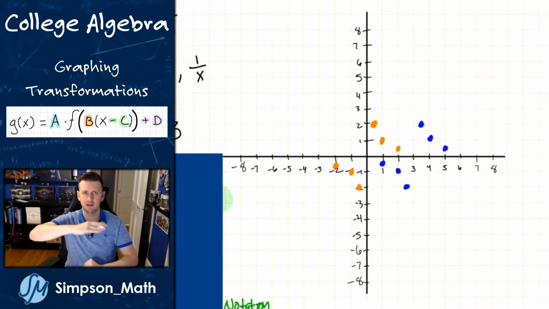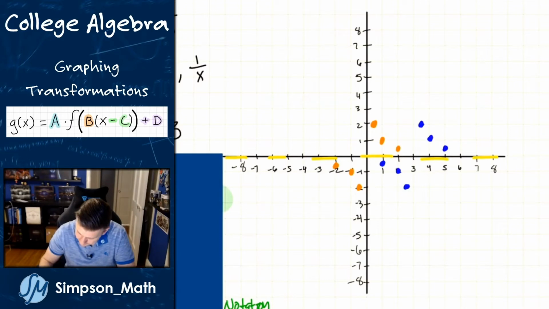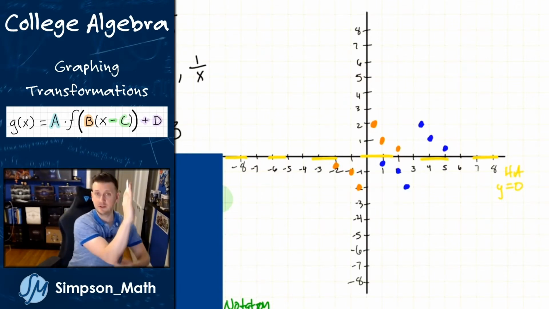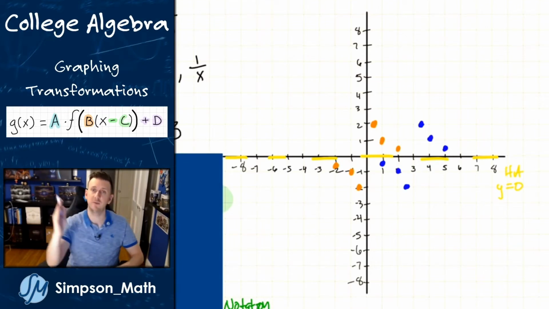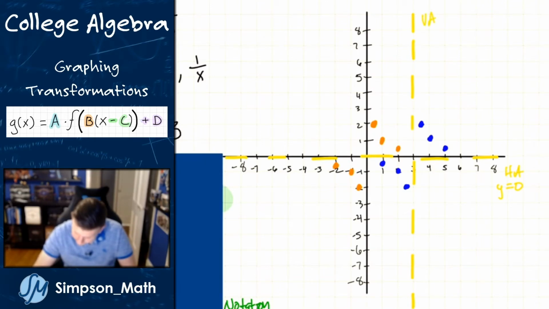So my horizontal asymptote, if I have a horizontal line and I just slide it over, that horizontal line doesn't change. So I still have a horizontal asymptote at y equals 0, and let's label that HA is y equals 0. But if I have a vertical line and I move it over 3 units, notice it does change. So it moves from being x equals 0 to x equals 3. So let me draw that dotted line. So I have a vertical asymptote, a VA, at x equals 3.